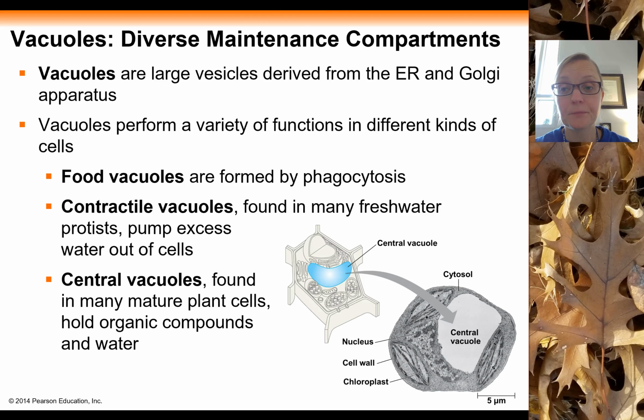All right, and so the last part that we need to discuss regarding the endomembrane system is that the endomembrane system can indirectly produce vacuoles. Vacuoles are essentially large vesicles that are derived from the ER and the Golgi membrane that have very specific functions. And there are a variety of different functions depending on what kind of vacuole you're looking at.